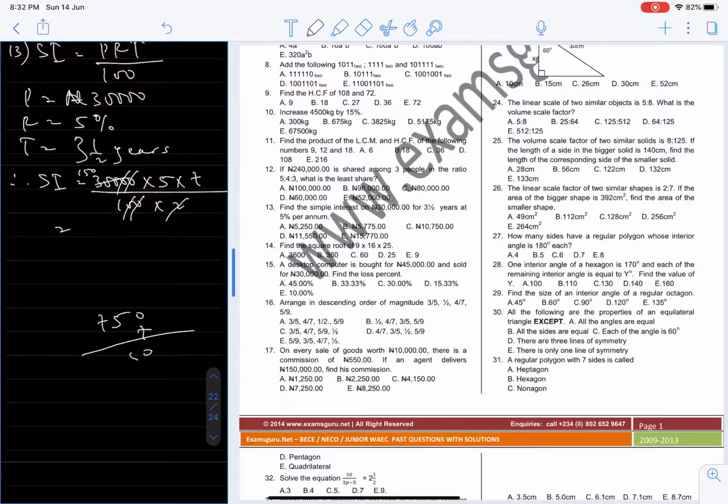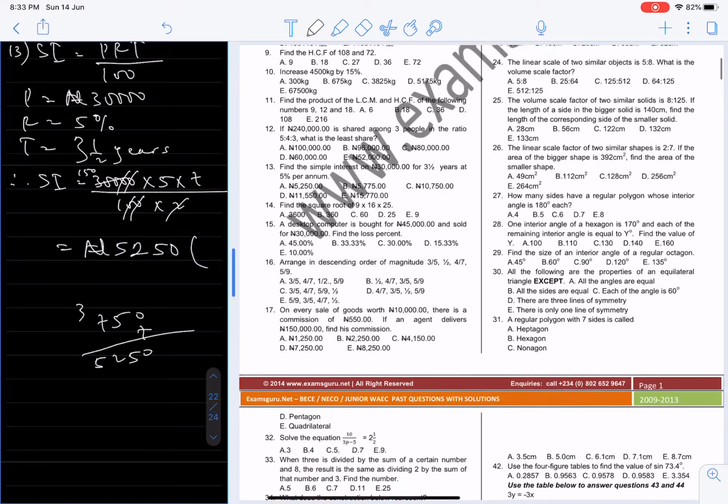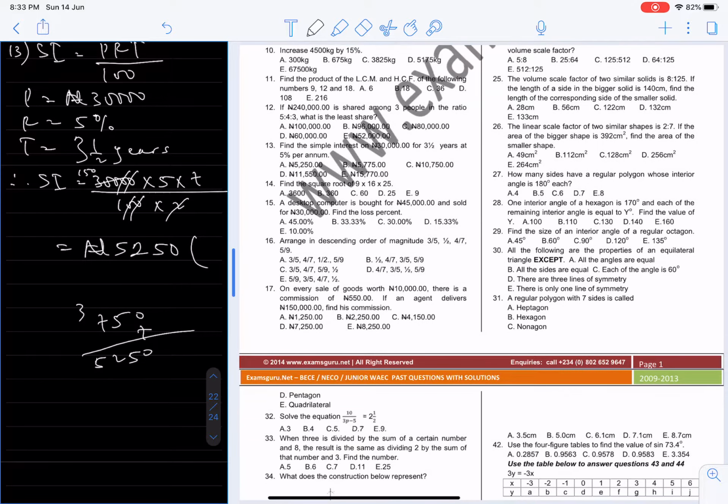That's 0. 7 times 5, 35, carry 3. 7 times 7, 49 plus 3, 52. And the answer is 5,250 naira. What's the correct option? That's number 13. 5,250 naira. That's option A.